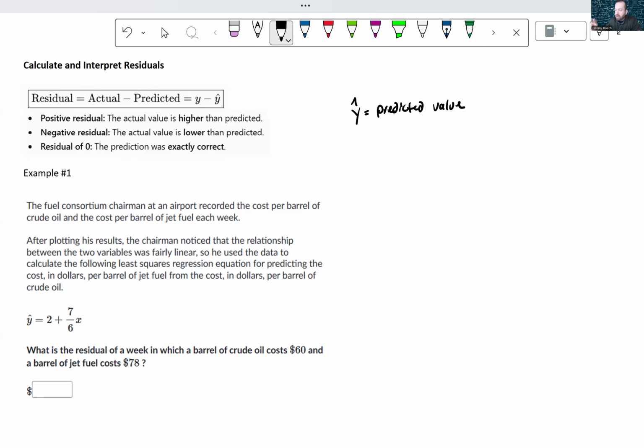And we can sort of think of it as our line of best fit. And we have an equation in terms of y hat down here for a line of best fit. But let's read the example or the description of this first.